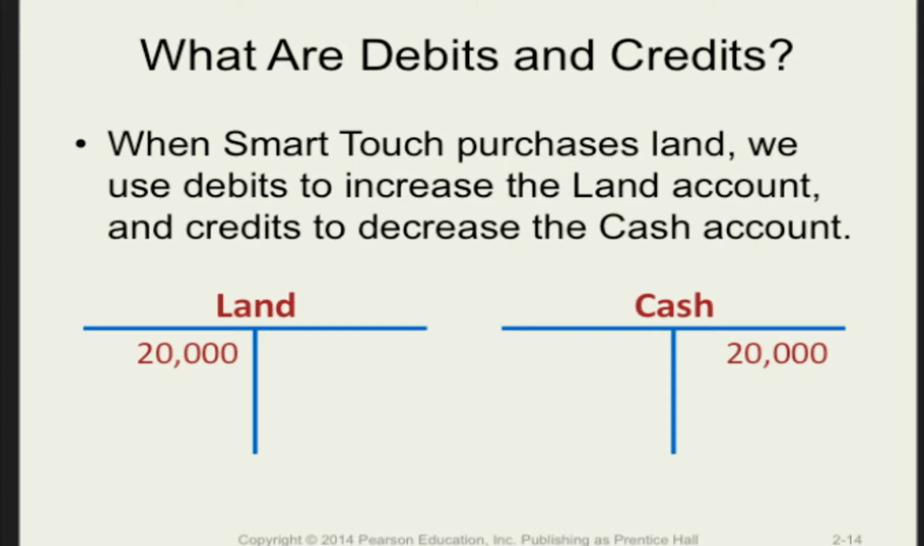In the case of Smart Touch's transaction, when they bought land for $20,000 cash, we can now use the debits and credits to explain how the information is recorded in our system. We will increase land, or the land account, by putting $20,000 in the debit column of the T chart or T account for land. We will decrease cash by putting $20,000 in the credit column of the T chart or the T account.